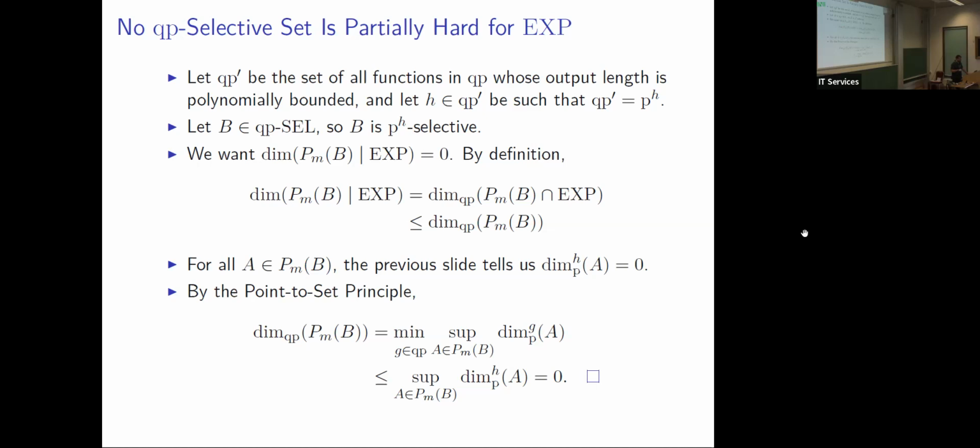And on the previous line, we just showed that, sorry, H is less than or equal to this, and sorry, the P dimension of A relative to H certainly is greater than or equal to that minimum, and we showed on the previous line that all of those are 0. So that proves the theorem.